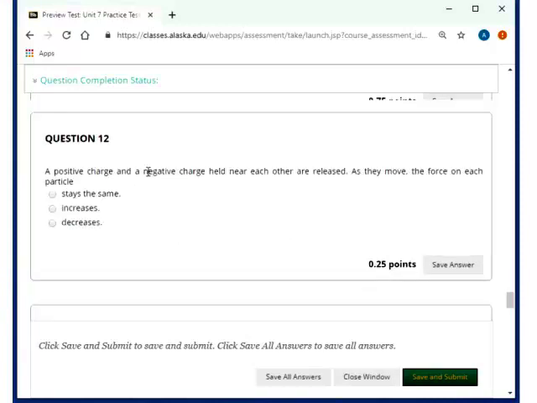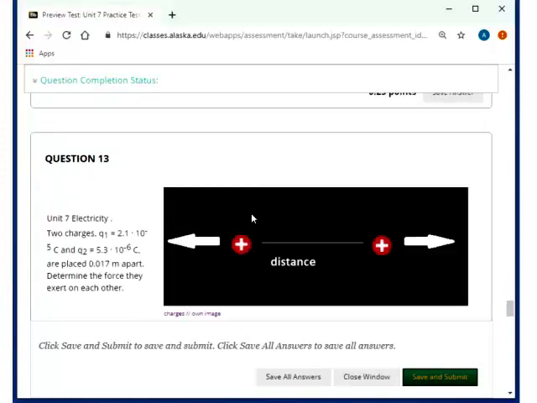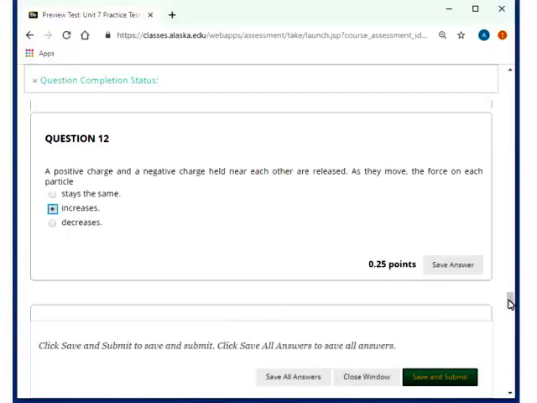All right, positive charge and negative charge held near each other are released as they move. The force on each particle increases. It increases because they're getting closer. And then the rest of the questions, those are actually the calculation problems, which you do have in another video, and you have it in the worked out problems as well. And that was the collaborative recording for the Unit 7 practice test.